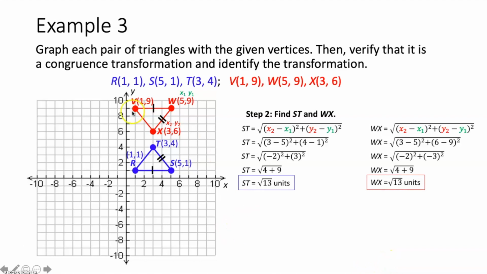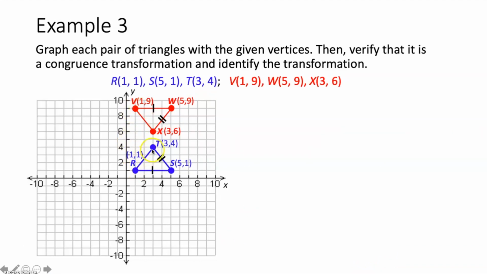So now let's move on to the last pair of corresponding sides, segment RT and segment VX. If those measures are equal to each other, then we know those segments are congruent, and these two triangles then would be congruent by the side-side-side congruence postulate, and it would be a congruence transformation. So let's find the measure of segment RT.